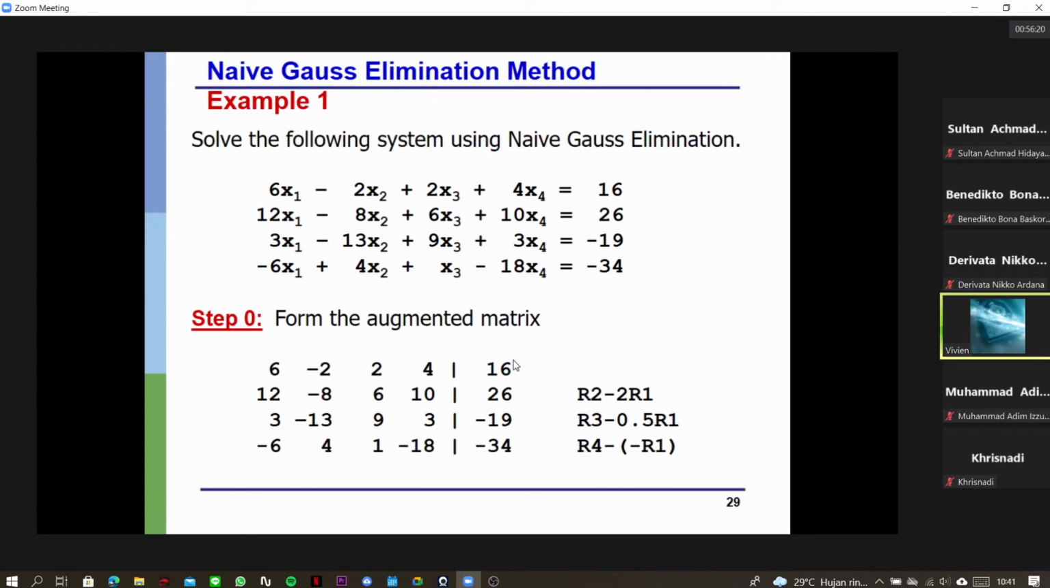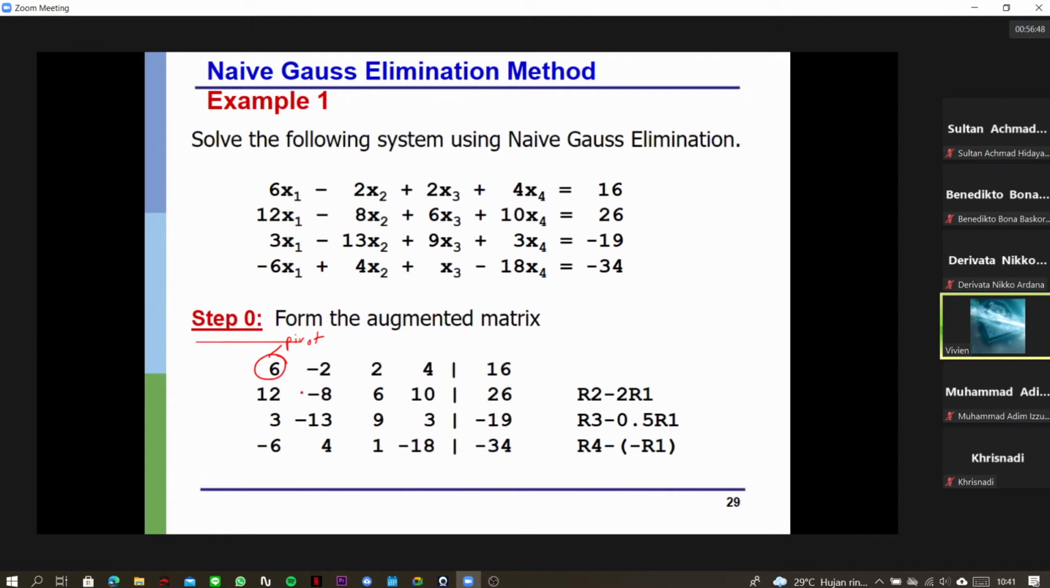Now we want to make 0 for the first column, and we choose the first element here as a pivot. So how to make that 0? We subtract from the second row, R2, 2 times the first row.